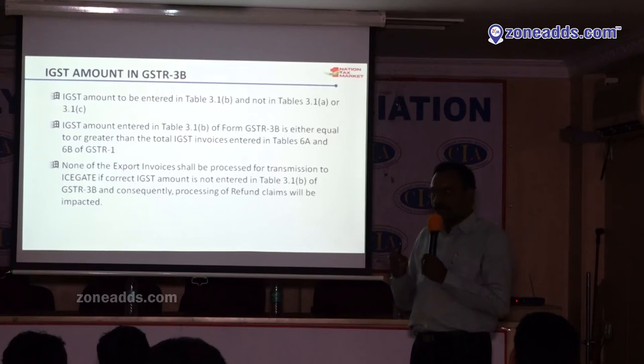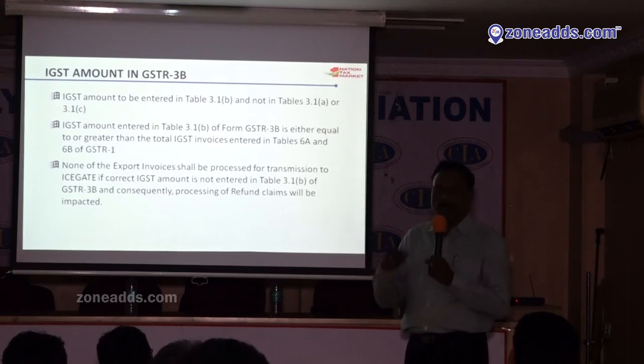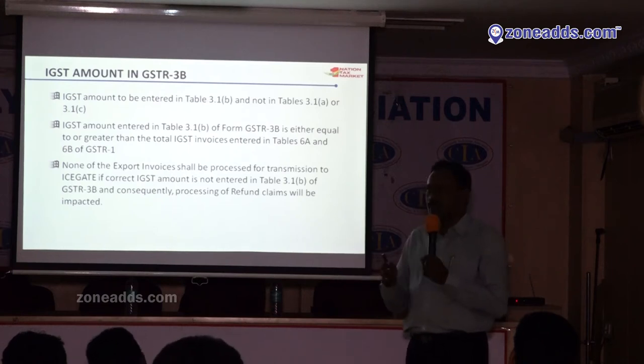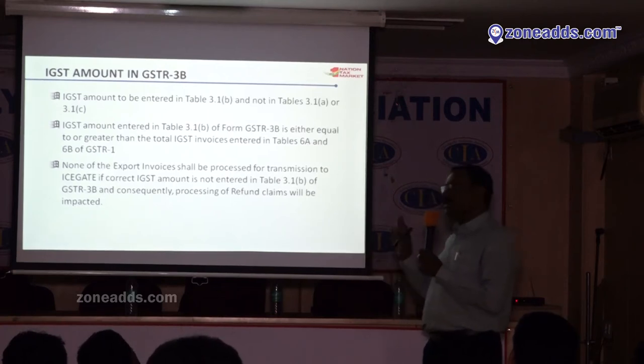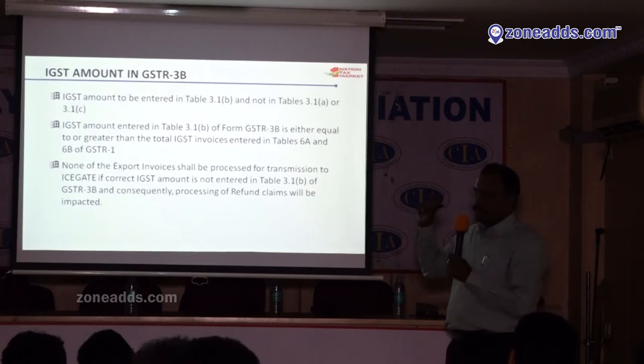If you are supplying any goods for export on payment of IGST, for example, I am exporting goods to America worth rupees 1 crore, and I have paid, let us say, 18% IGST, so 18 lakhs I will pay. That 18 lakhs I have to mention in 3.1B. What happens if I don't mention it in 3.1B? Instead, since I have paid the duty, I will mention it in 3.1A.